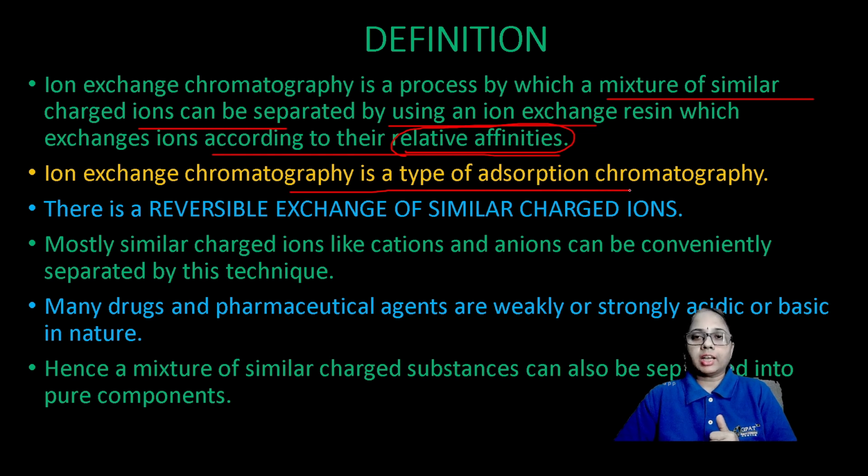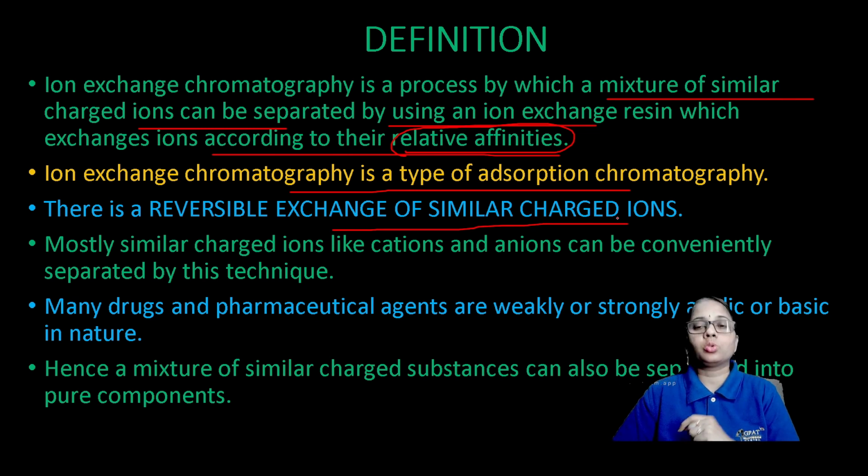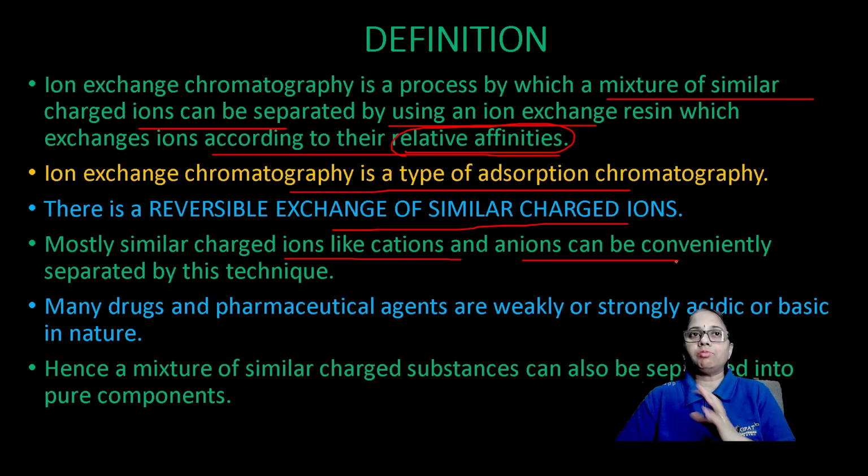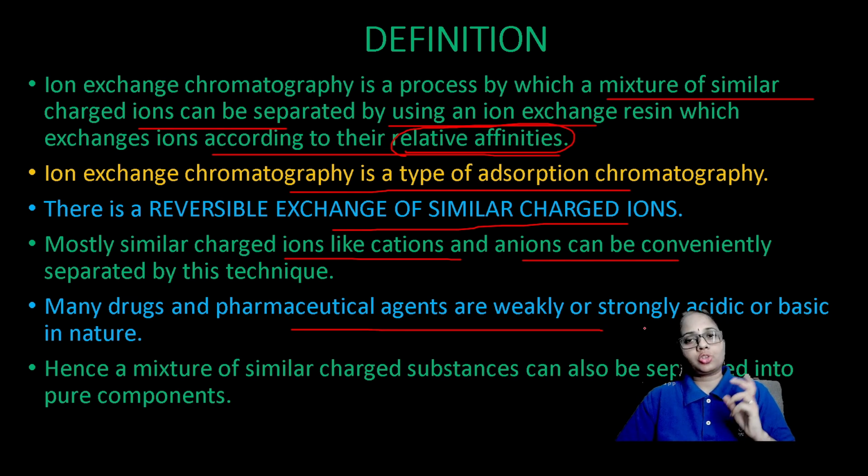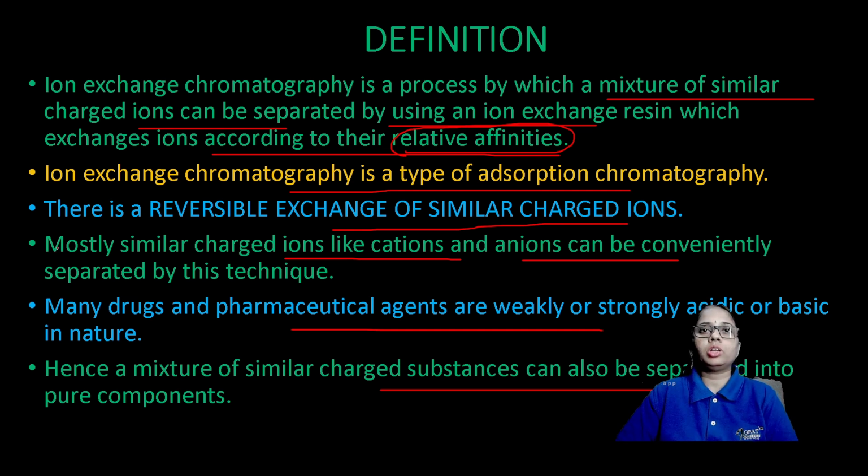Ion exchange chromatography is a type of adsorption chromatography, and it involves a reversible exchange of similarly charged ions. Mostly similarly charged ions like cations and anions can be conveniently separated by this technique. Many drugs and pharmaceutical agents are weakly or strongly acidic or basic in nature. Most compounds are either weakly acidic or weakly basic, and some are very strongly basic. Hence, a mixture of similarly charged substances can be separated into pure components. So this chromatography helps us separate similarly charged substances.